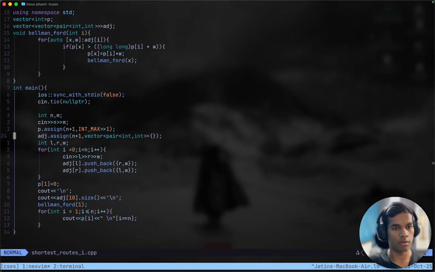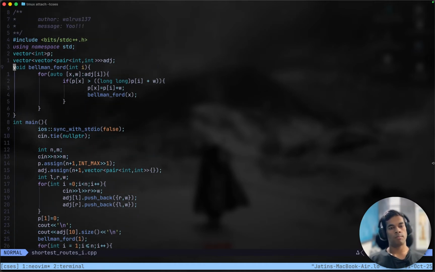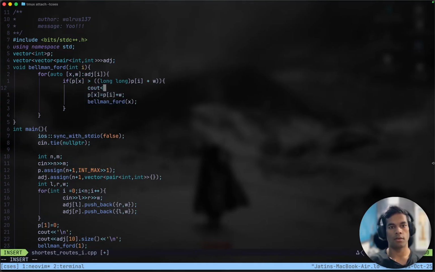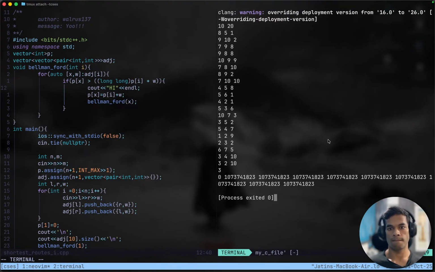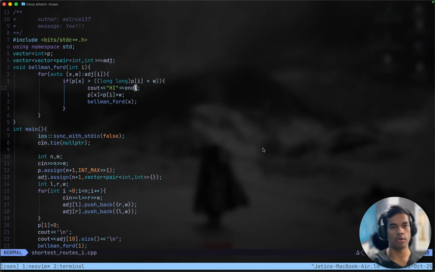Bellman-Ford 1. We are calling Bellman-Ford for 1. And current distance P is very big. I say CMP. Okay, high is not here. So we are never going inside this thing. And the current path, the current value to get to this thing, and plus PI.